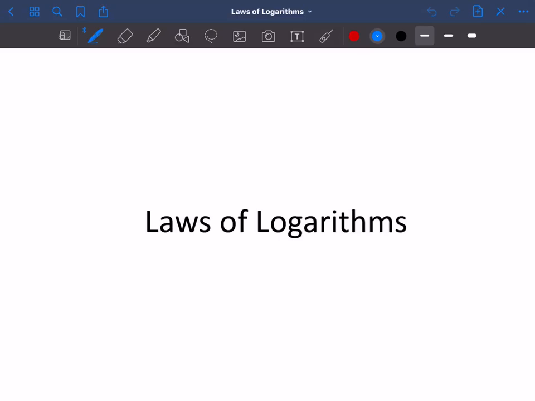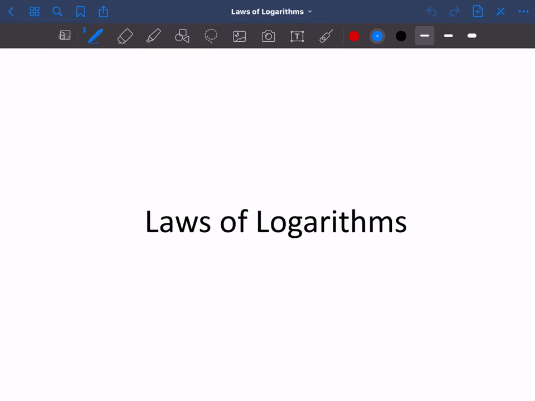With laws of logarithms, I'm going to be using the PowerPoint that's available on Blackboard. So if you want to pull that PowerPoint up as we go through the video, you can do so. I will be going over most of the examples, but you might see that I skip over a few, so that you can work through those on your own.